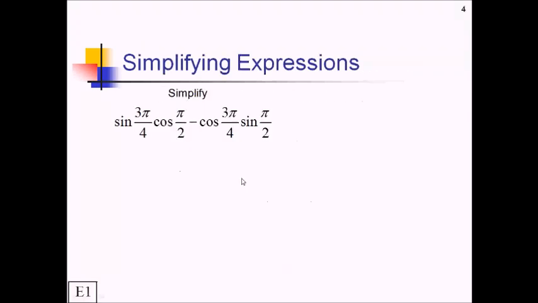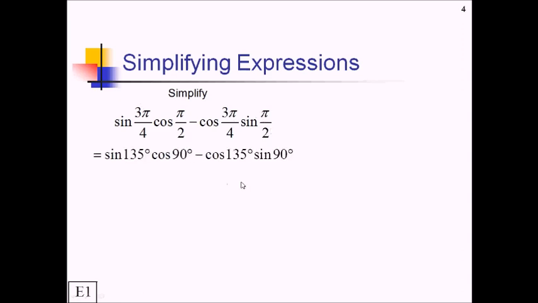Let's use those formulas now to simplify some expressions. Now, a very common problem type is to start with the second half of the formula and then work backwards to the original left side of the formula. Here, before we do any of that, though, let's turn all this into degrees, because I don't work so well in radians. So this is really going to be 135, 90, 135, and 90.